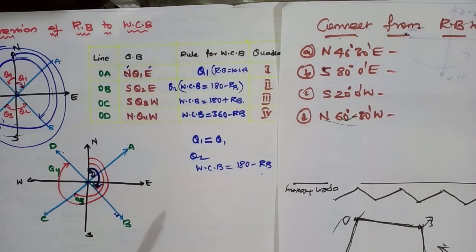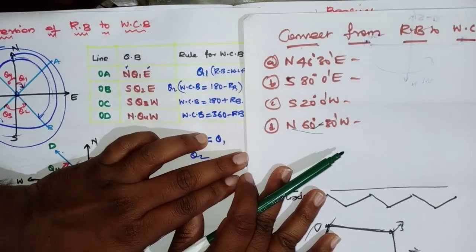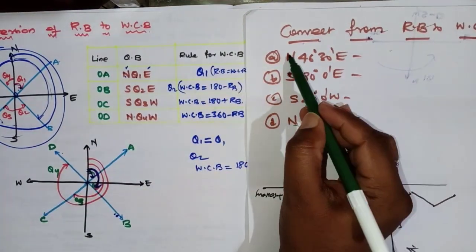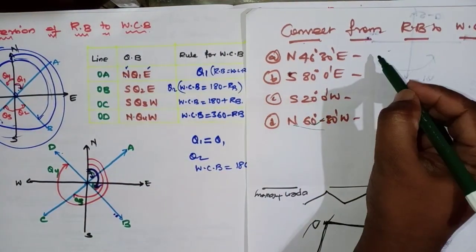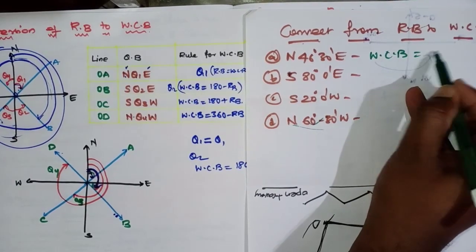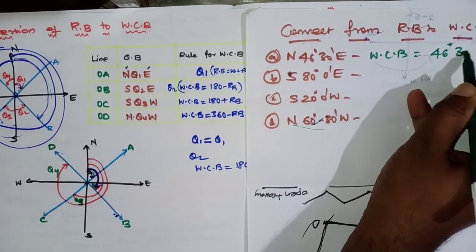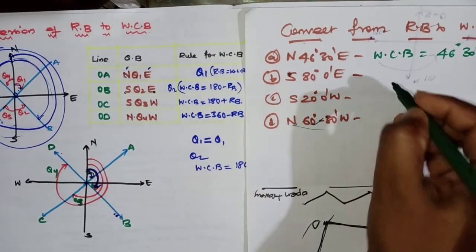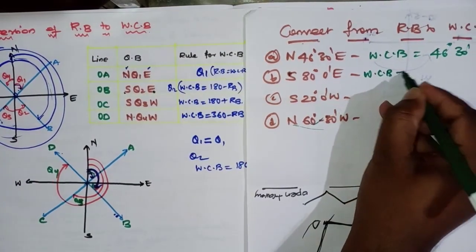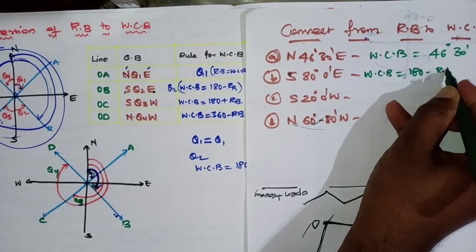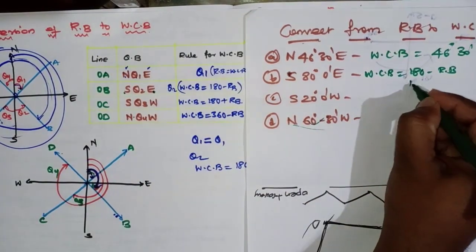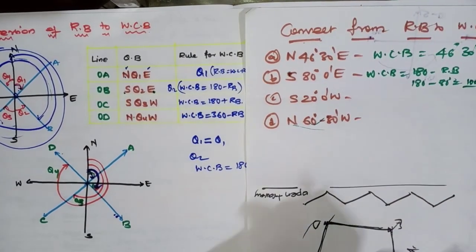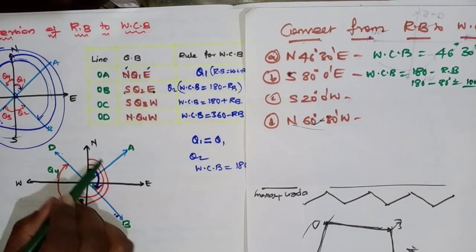Similarly, I have taken a problem for conversion from the reduced bearing system to the whole circle bearing system. So see, north east means it is the first quadrant. The value of WCB will be the same, 46 degrees 30 minutes. Next, southeast, when it is in southeast, what is WCB? 180 minus RB. Now what is RB? 80 degrees, so it means 100 degrees. It is 100 degrees, somewhere here it will be.